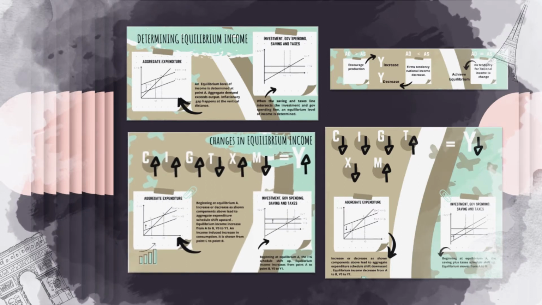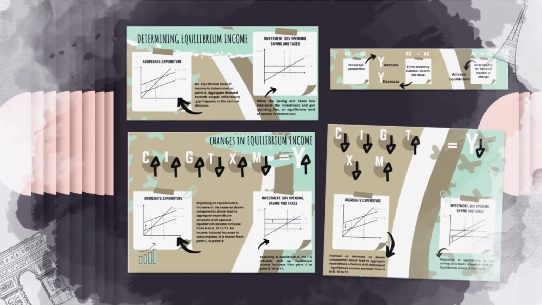Changes in equilibrium income. When consumption, investment, government spending, and export increase, or tax and import decrease, it will lead to increase in output. For aggregate demand, aggregate supply approach, the equilibrium is at point A. Increase or decrease as shown in the components above lead to aggregate expenditure to shift outward. The equilibrium income will increase from A to B and output will increase from Y0 to Y1. For investment-saving approach, beginning at equilibrium A, the investment plus government spending curve will shift upward. Equilibrium income increases from point A to point B and output increases from Y0 to Y1.